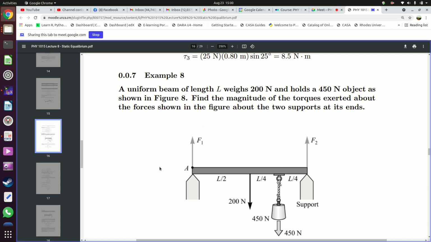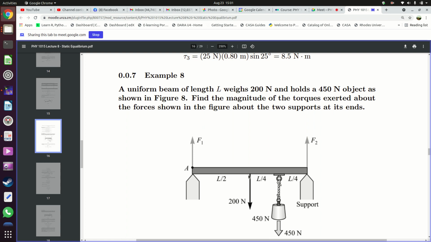Yes, sir. So we will choose point A to be our pivot. If we choose point A to be our pivot, then we don't have to worry about F1, because F1 is passing through the pivot, therefore it won't produce any torque. So the torque due to F1 is going to be equal to 0. The only other forces which will produce a torque will be the 200, then the 450, and this other bit here. The torque is going to be the distance from the pivot to here, which is L over 2, multiplied by the 200 times sine 90, which is the angle here.